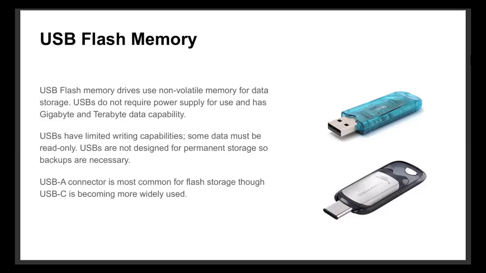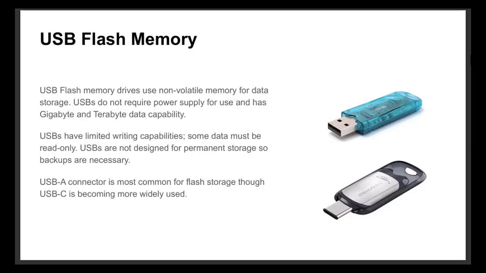Next, we're going to discuss a couple types of non-volatile storage that are what we also call peripheral. This means that we will have to connect them to our computer device to access the data on these storage types. Our first peripheral non-volatile storage is a USB flash memory drive. We sometimes just call this a USB drive. USB stands for Universal Serial Bus.